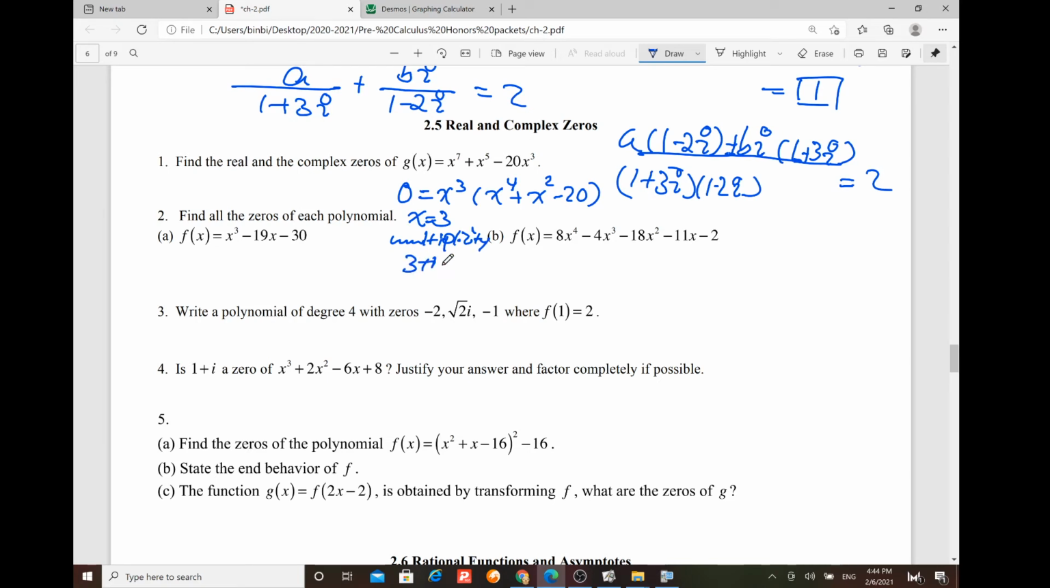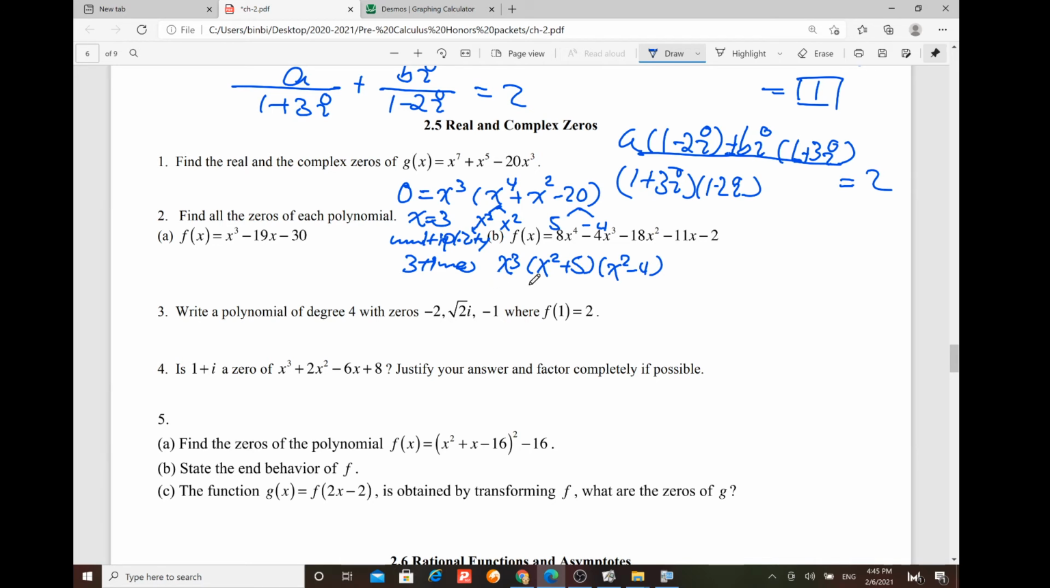3 times. And then the rest of this trinomial, so it's an even power. Simply using the factor tree, x squared, negative 20. So 5 and negative 4. So we got x cubed, x squared plus 5, x squared minus 4.